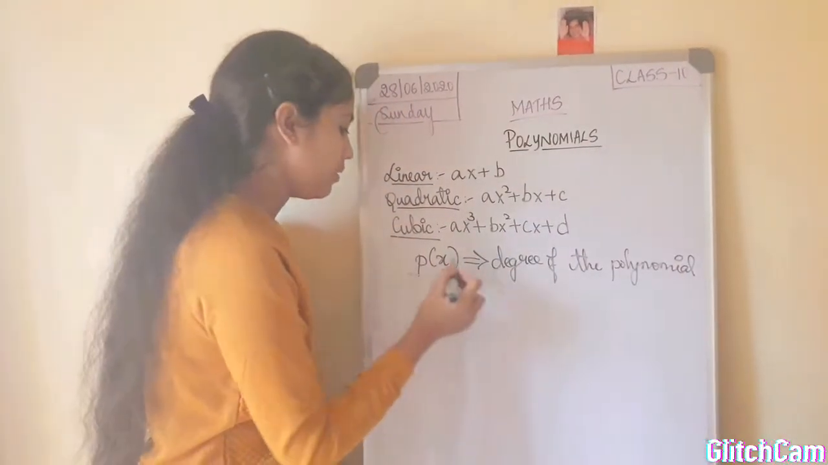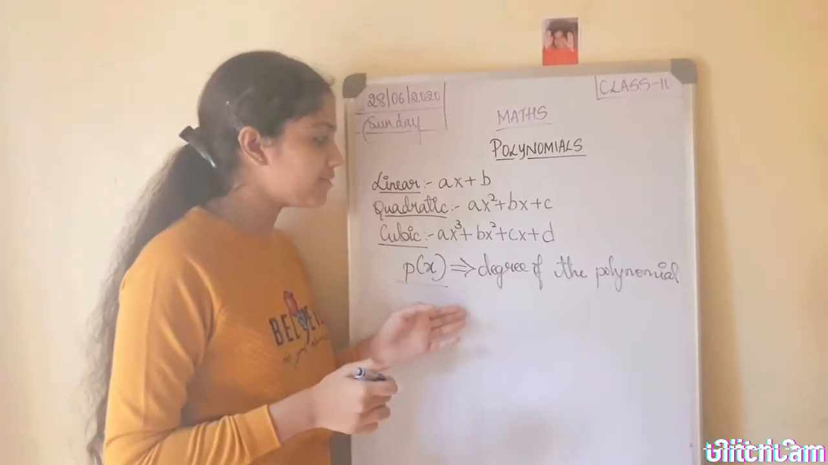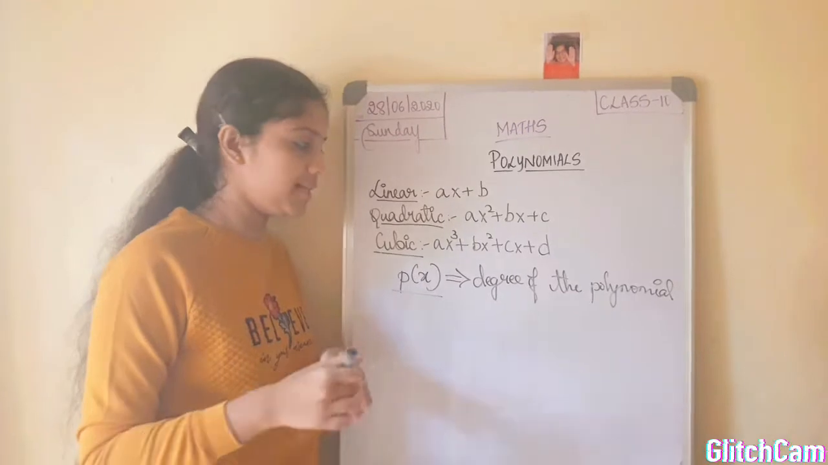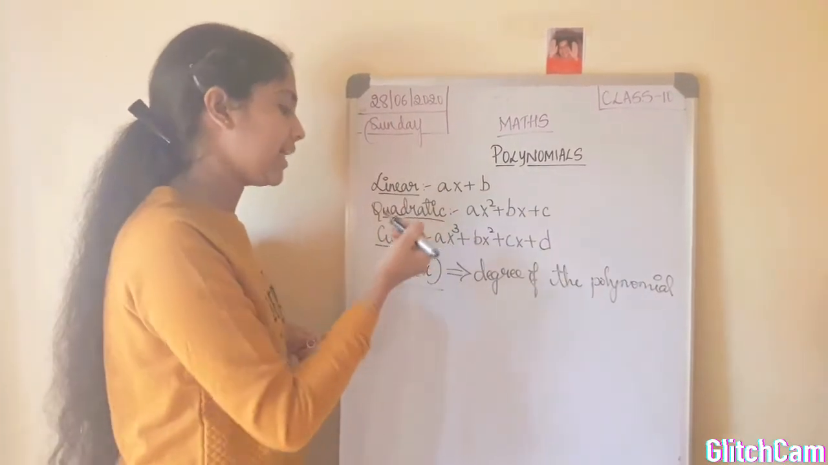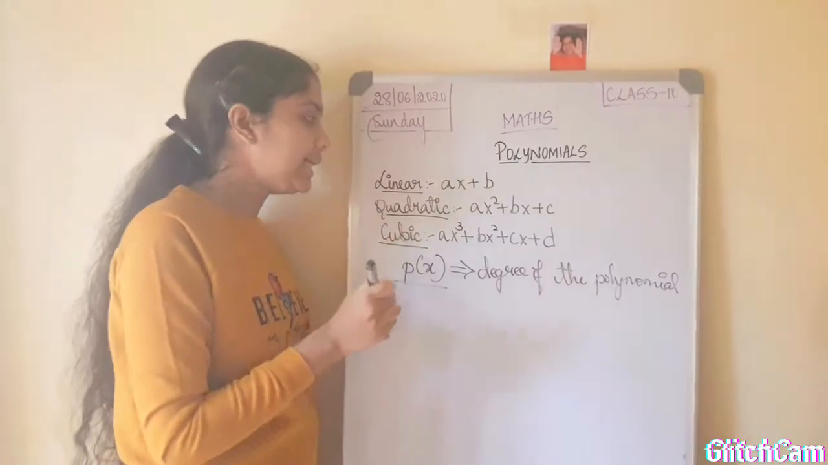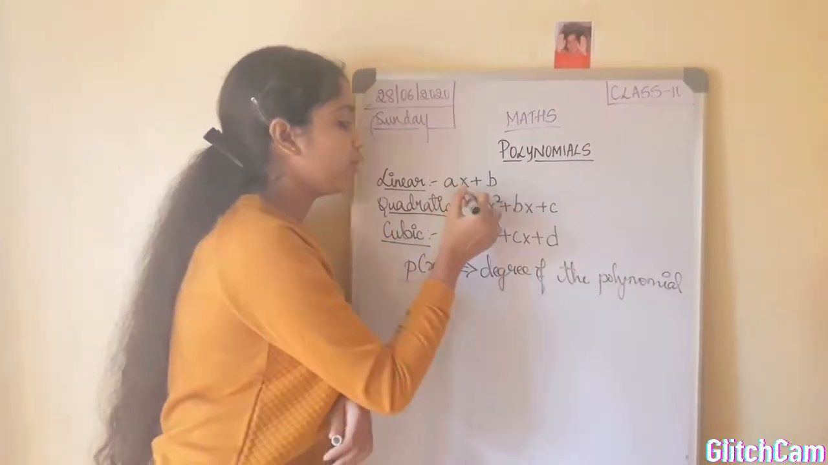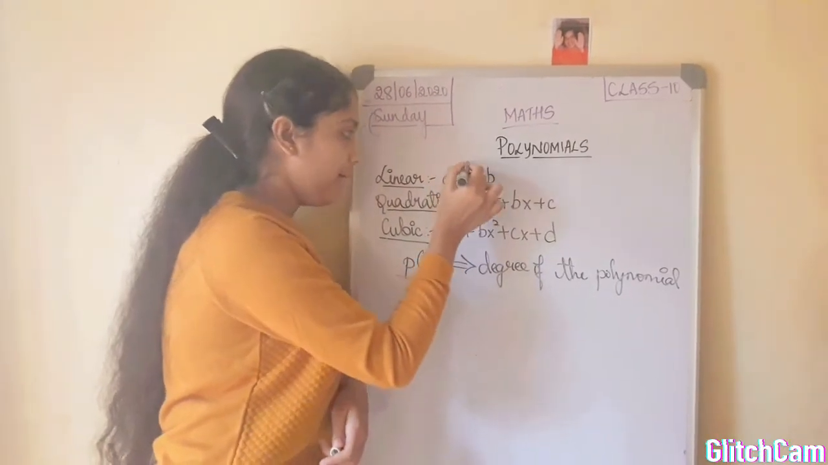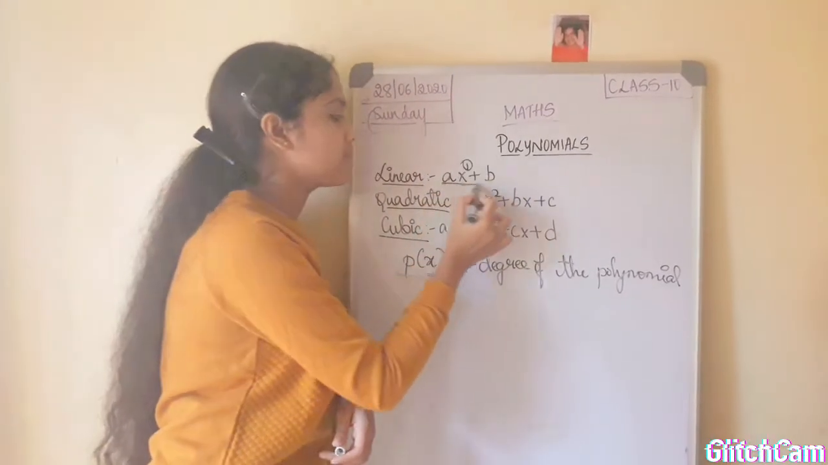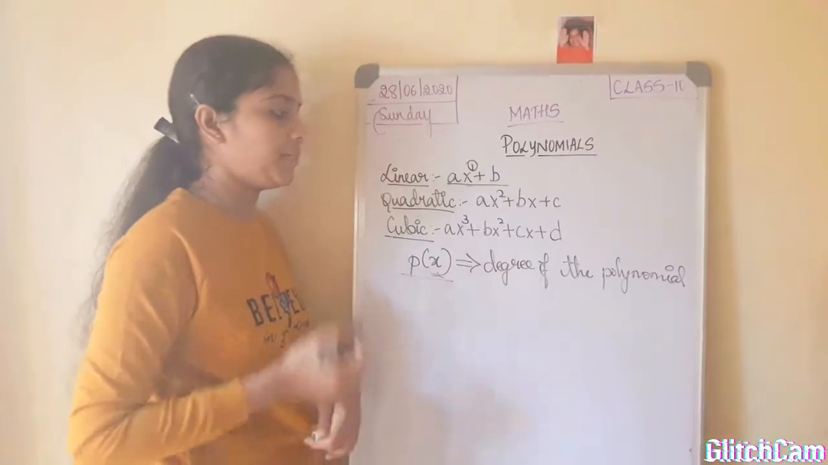So, by following this, we have different types of polynomials. Among them, we have linear, quadratic and cubic polynomials. So, linear polynomial. See here you have p of x, so you have x power 1. When you have x power 1, then this polynomial is called a linear polynomial.